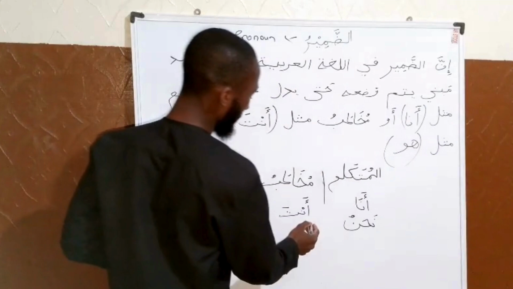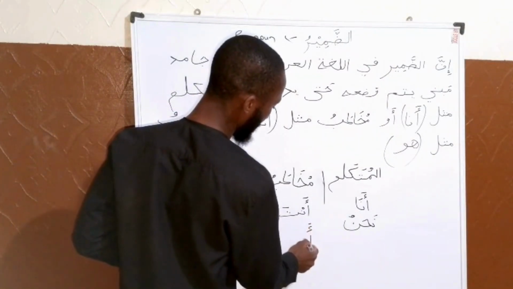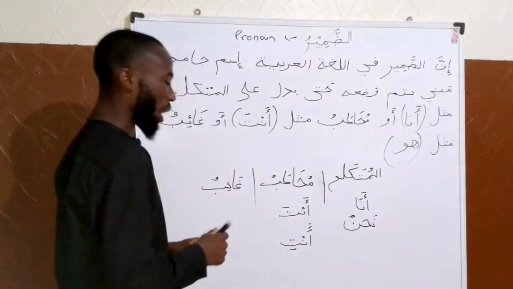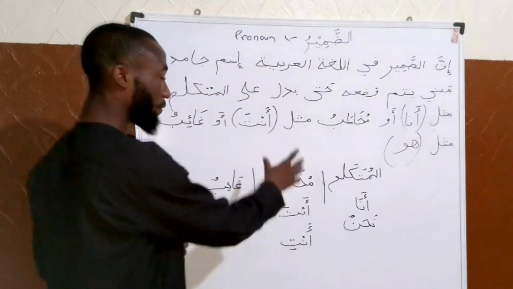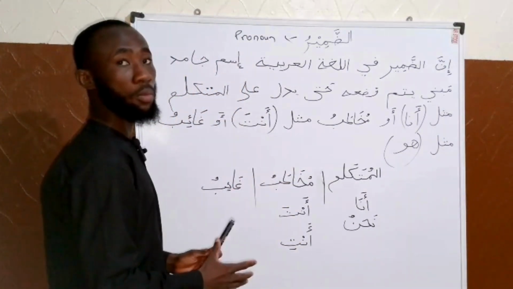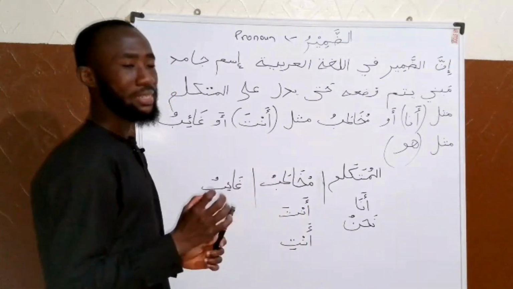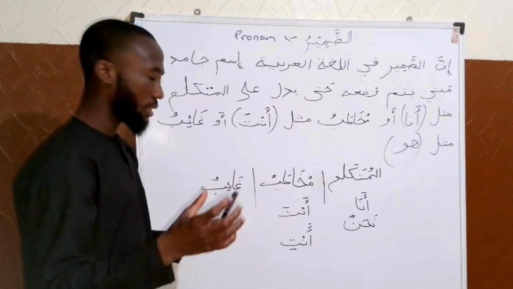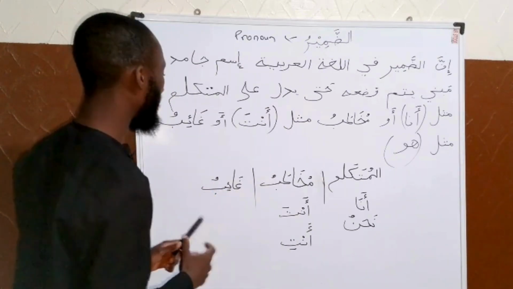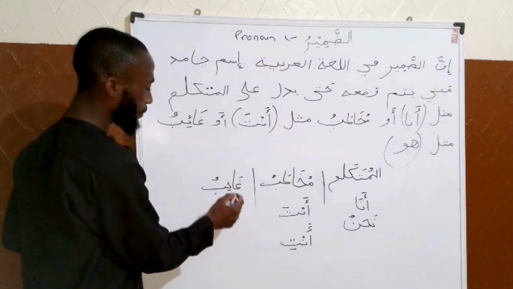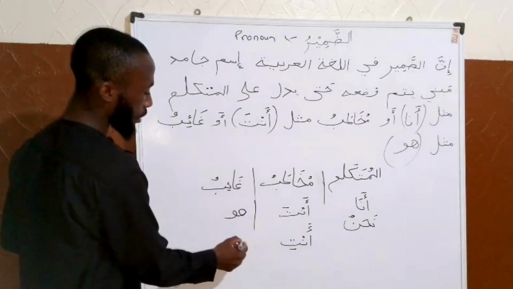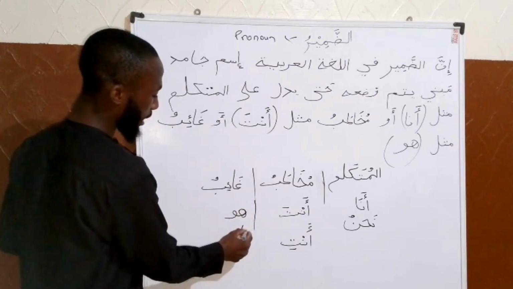We have anti. We have different examples under this mukhatab, but let me just write these two. Then I'm going to use these two to form some sentences, inshallah ta'ala. Then we have ghaib, an example is huwa. Then we have hiya.